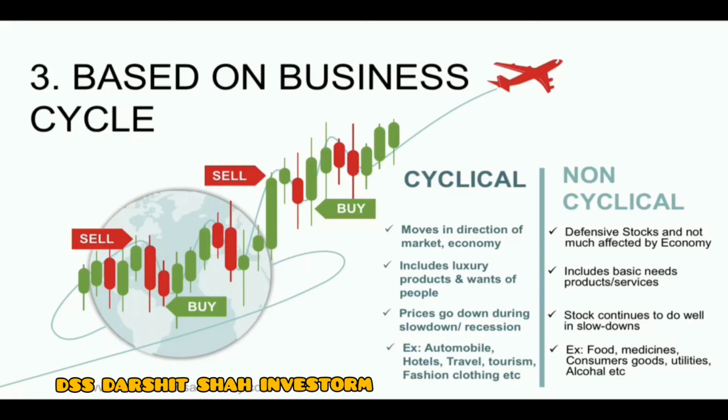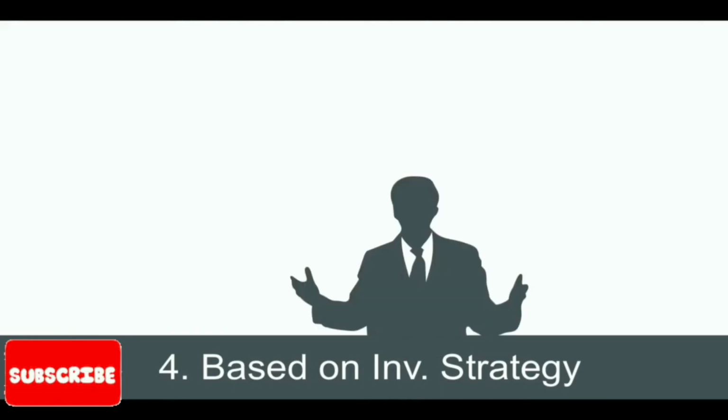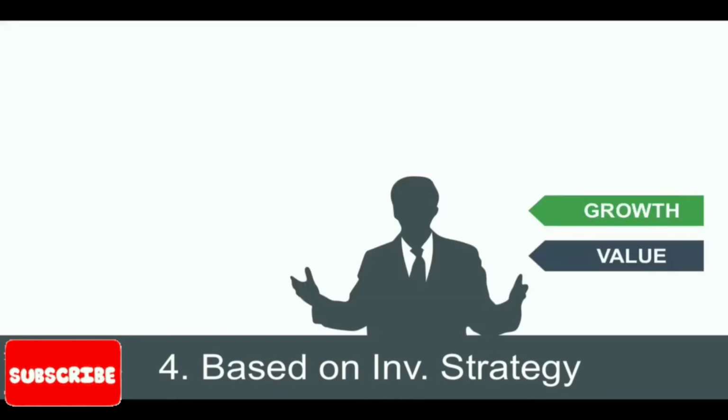So whether the market is doing good or bad, whether the economy is doing good or bad, people will continue investing their money in food, medicine, consumer goods, and they have to pay the bills for their utilities. So it doesn't matter whether the economy is doing good or bad, most of the companies in this industry perform well. Now, based on the investment strategy, stocks can be categorized as growth stocks, value stocks, and income stocks. Let us understand each type of stocks one by one.